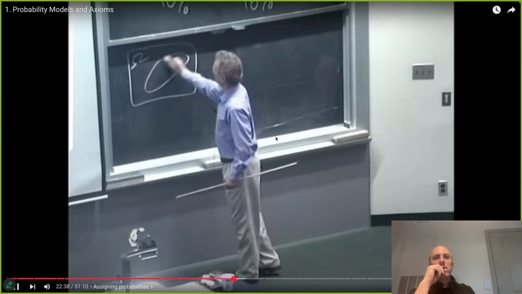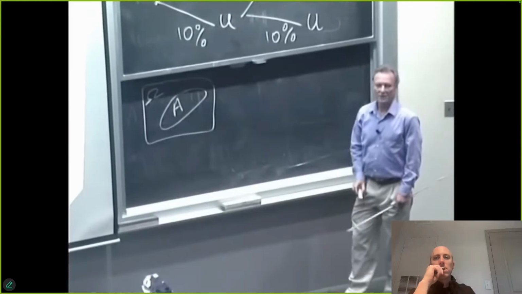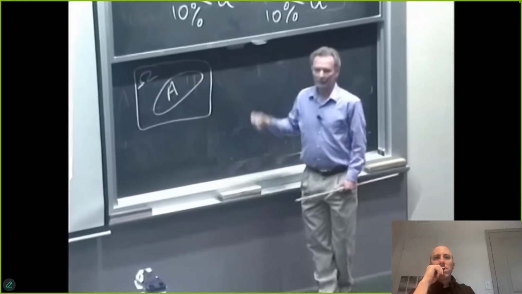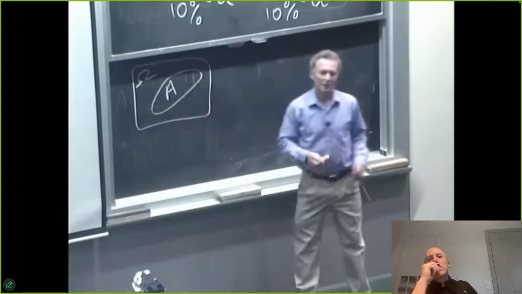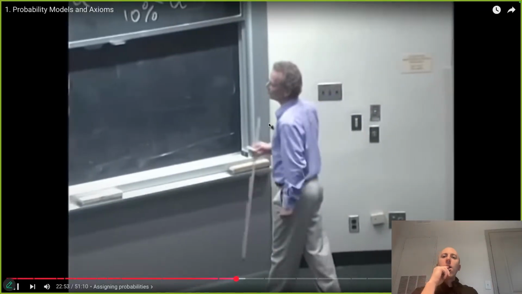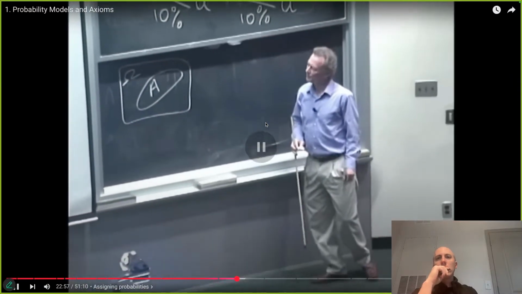Some subset of the sample space, call it A, and I want to assign a numerical probability to this particular subset, which represents my belief about how likely this set is to occur. Okay, what do we mean?